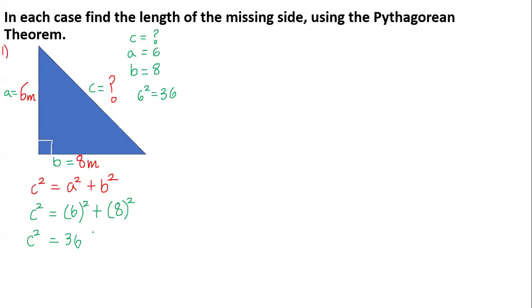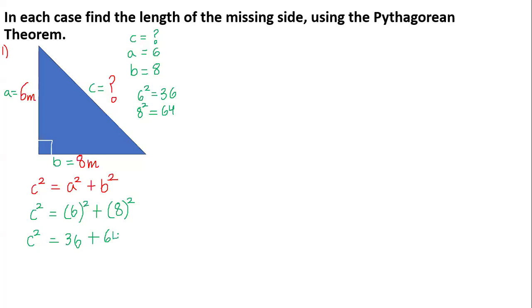Did anyone else get their answer? What did y'all get? 10 meters. Okay. And then 8 squared is going to be what? 8 times 8, which is 64. Very good. It's going to be 64.